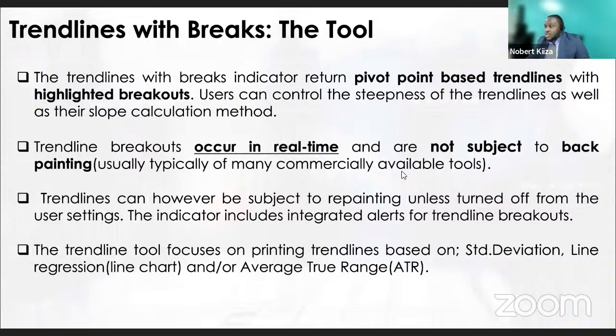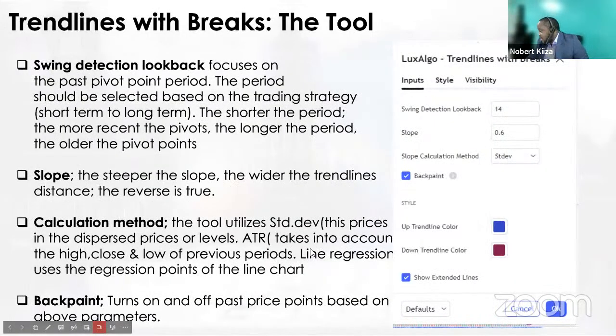So let's now switch over to the settings. Okay, so these are the different settings that the tool uses. We have the swing detection look back, which focuses on past pivot point periods. The period should be selected based on the trading strategy. So in case you're trading for the short term, then your swing detection look back should be downwards of 14 days, 11 days, 12 trading days, and some of the sort.